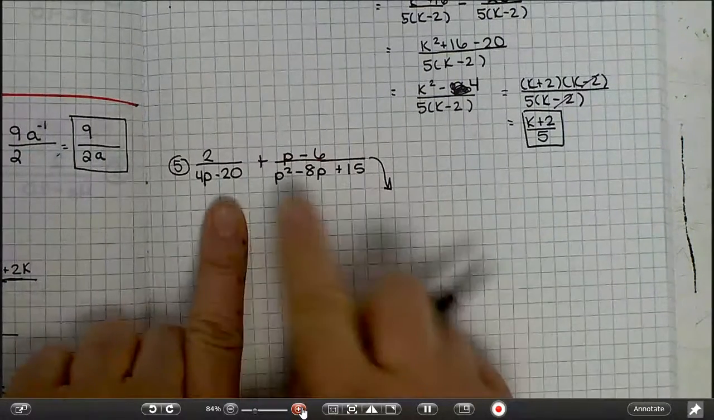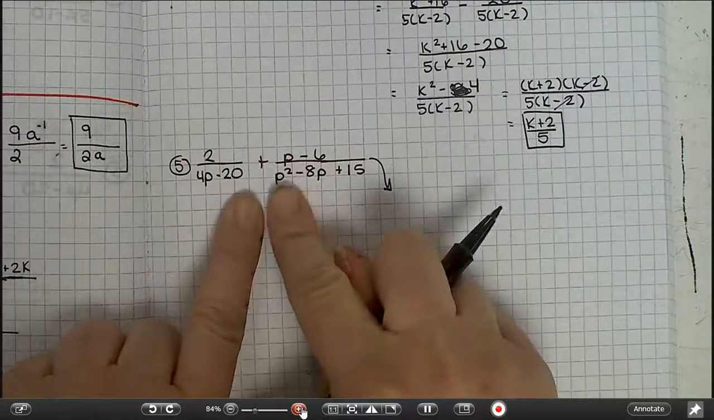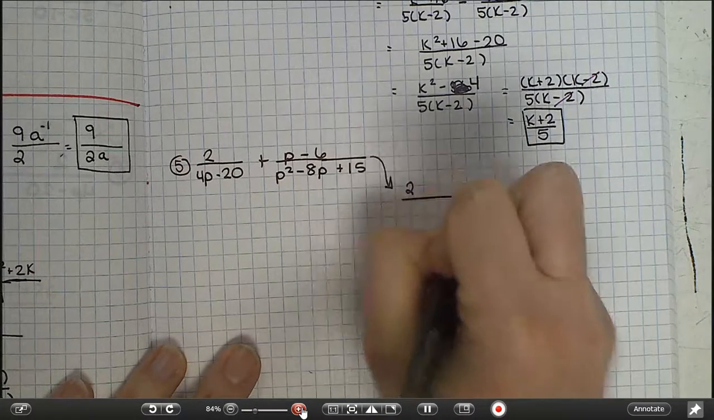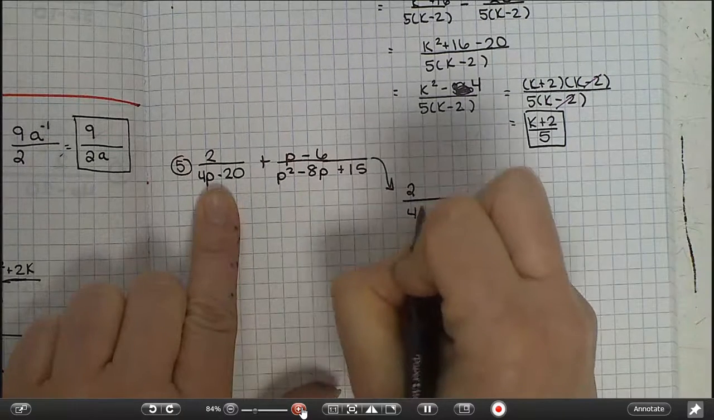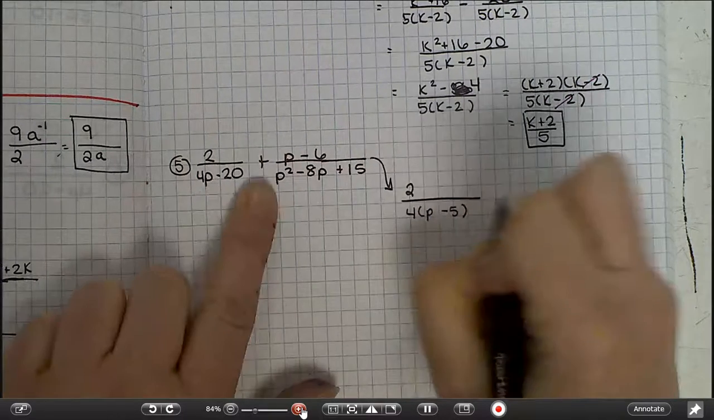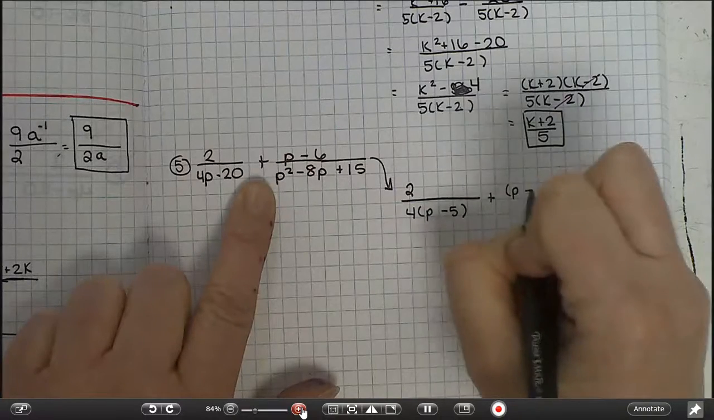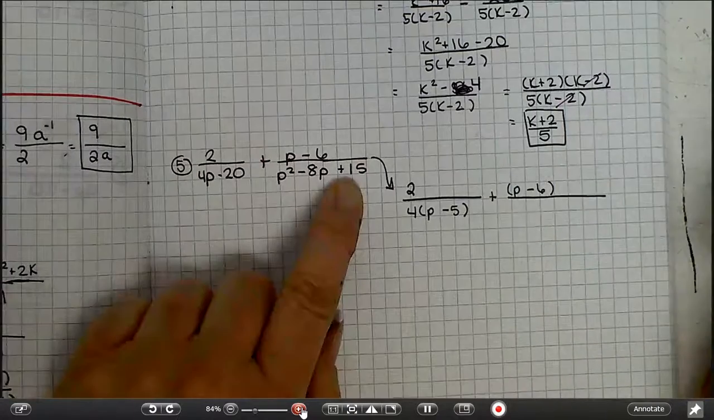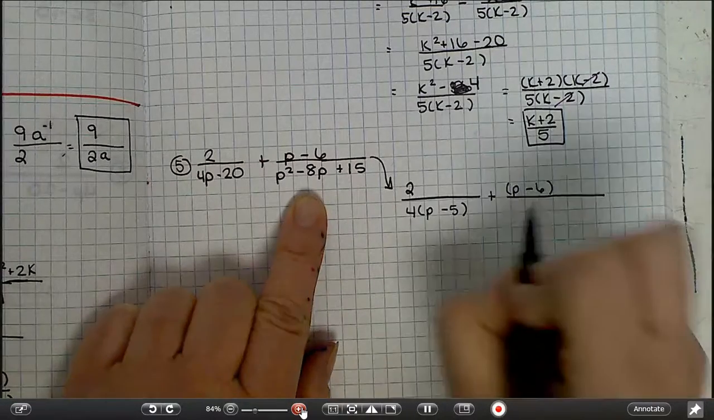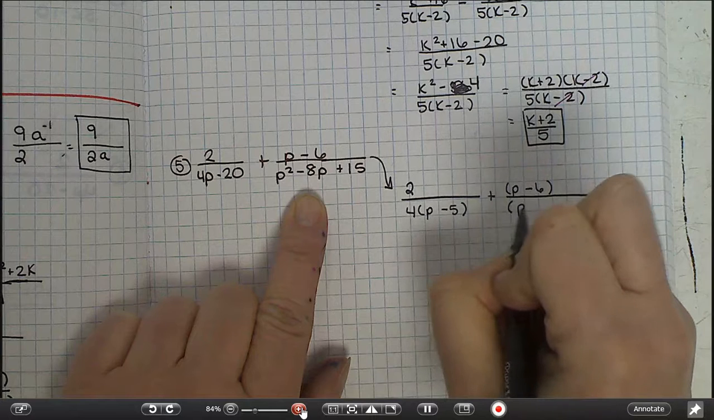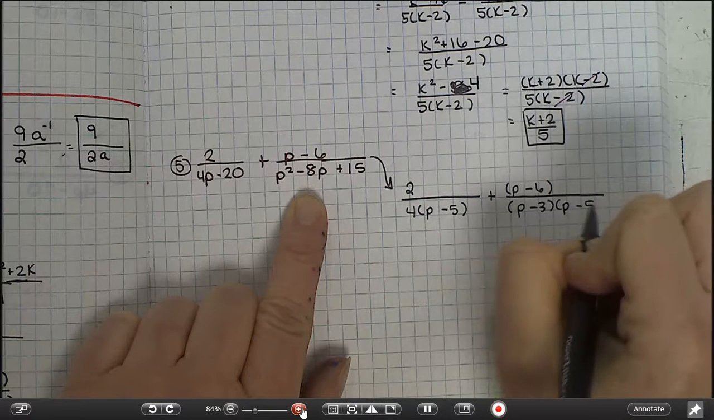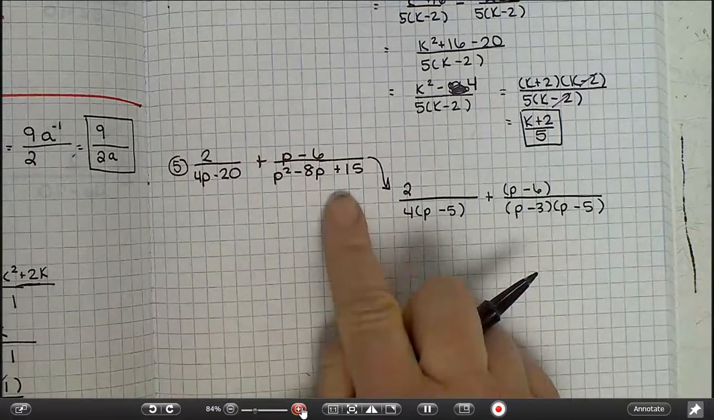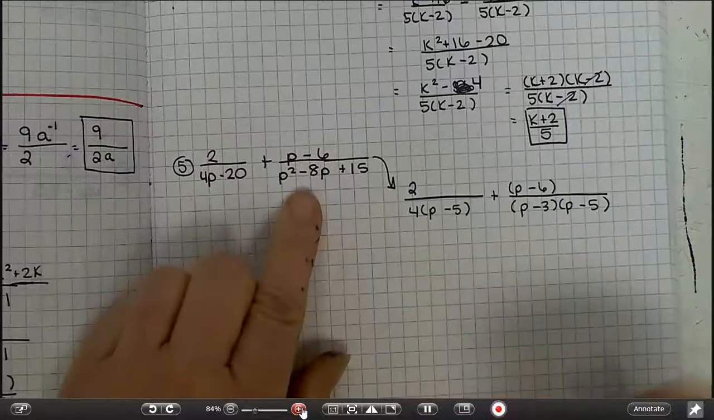All right, step 1. These are not even close. They don't look close at all, so let's go with the factoring. So I'm going to keep my 2, but I'm going to factor the denominator. GCF of 4, p minus 5, plus. I'm going to keep my p minus 6 in the numerator, and I'm going to factor the denominator. What are the factors of 15 that add up to negative 8? That should be p minus 3, p minus 5. Because negative 3 times negative 5 is positive 15, and negative 3 plus negative 5 is negative 8.